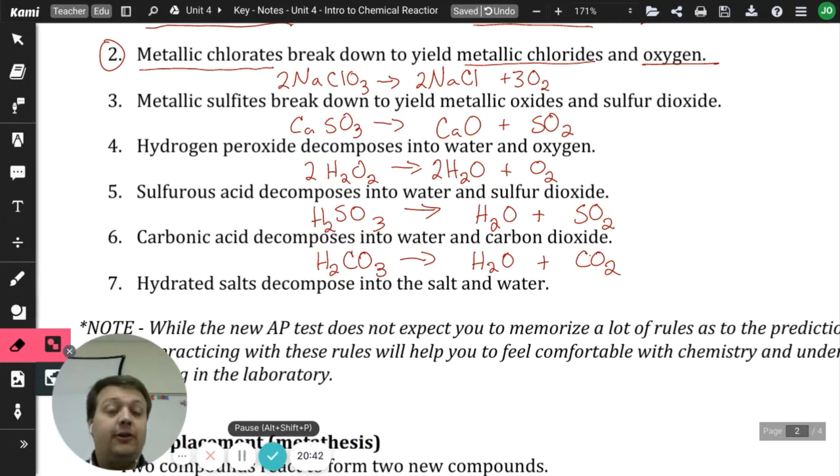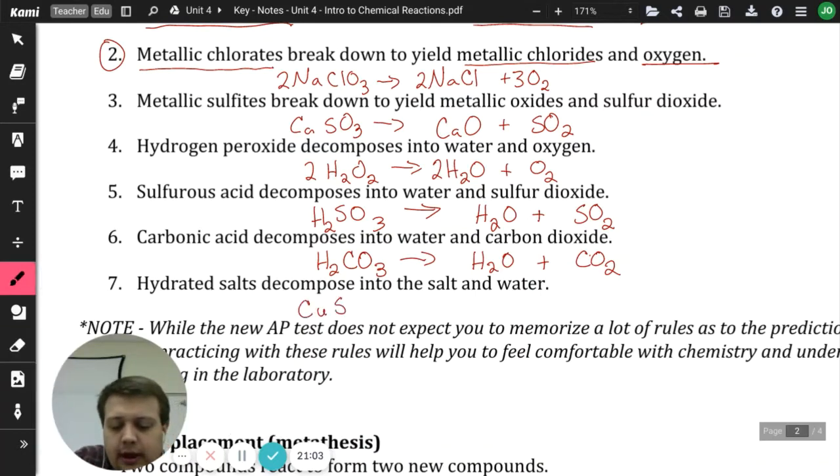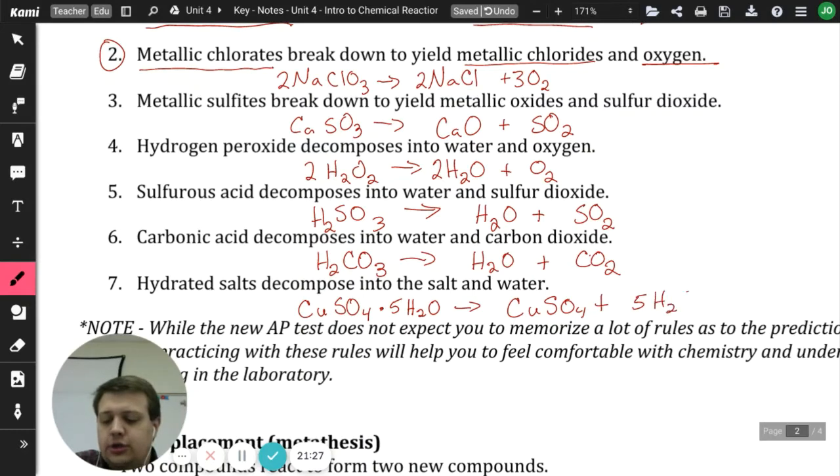Last one we have here with our decomposition reactions is going to be hydrated salts. Now, hydrated salts are going to decompose into the salt and water. All right, well, what does it mean to be a hydrated salt? So let's say I've got something like copper sulfate, CuSO4, and then it's got water attached to it, so it'll say 5H2O. Essentially what it's saying is I've got copper sulfate and there's 5 waters attached to that. And then when it decomposes, it's going to decompose into the salt, CuSO4, and 5 H2Os. So essentially all you're doing is separating out the water from there.